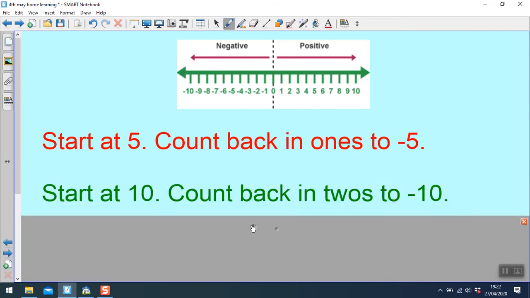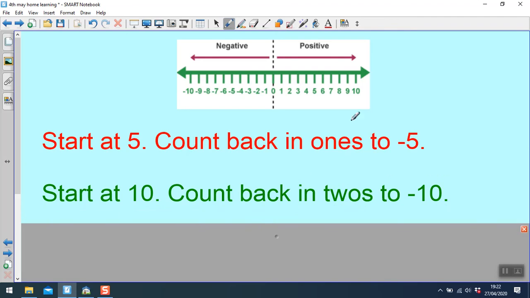Well done. The next one, start at 10, count back in twos to negative 10. So you're going to start at 10 and go to negative 10. Count back in twos. Have a go now.